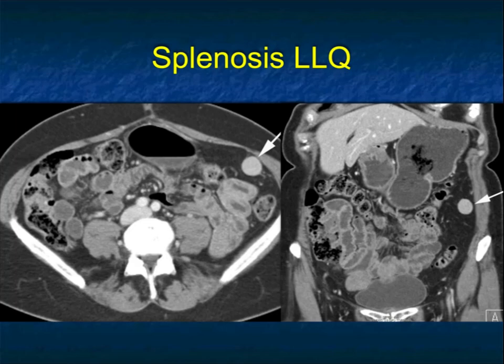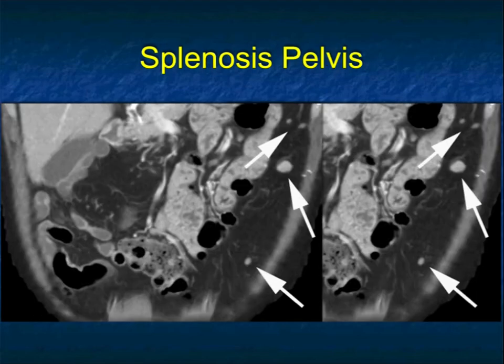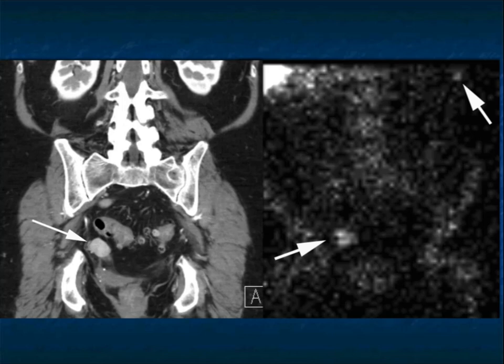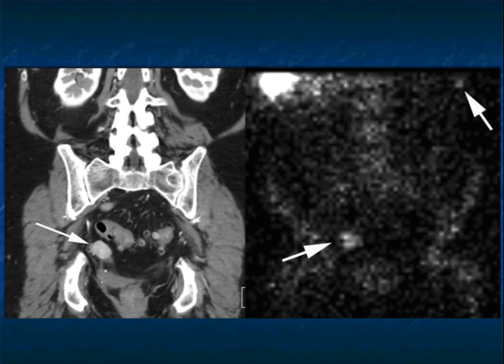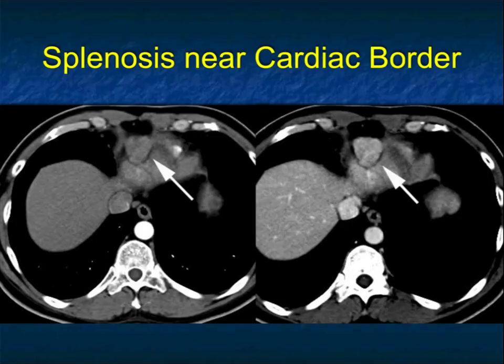Here's one toward the left lower quadrant. And again, when you look hard, there are multiple small lesions present. Again, with splenosis from trauma, it's rare to see a solitary lesion. There are usually multiple lesions which can enlarge with time. But again, if you're uncertain, nuke studies can be very, very helpful in that regard.